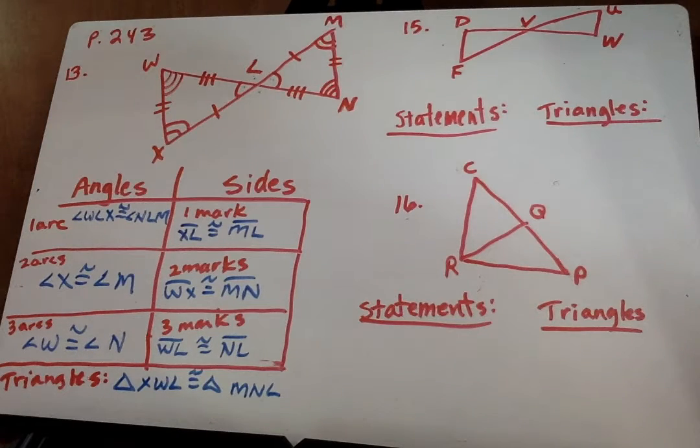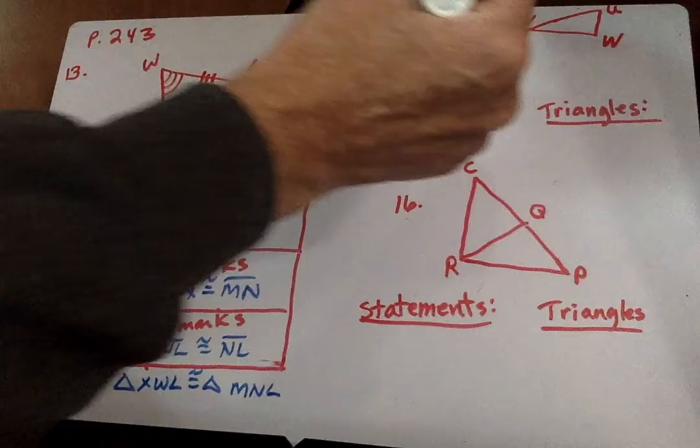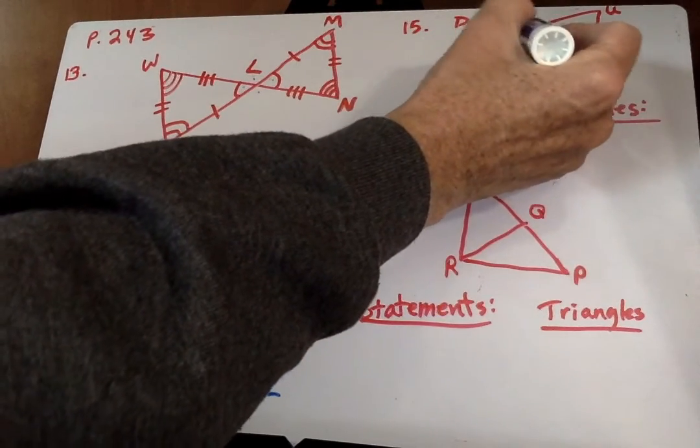And that's all we have to do on that one. Okay. Next, I'll let you do 14 and some of the others later. We're going to go on to 15, where it says mark the congruent parts, give congruent statements, and name triangles. Now the first one, the only thing you know is that these vertical angles are congruent.